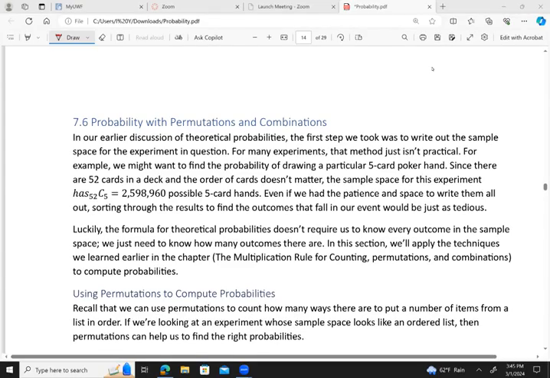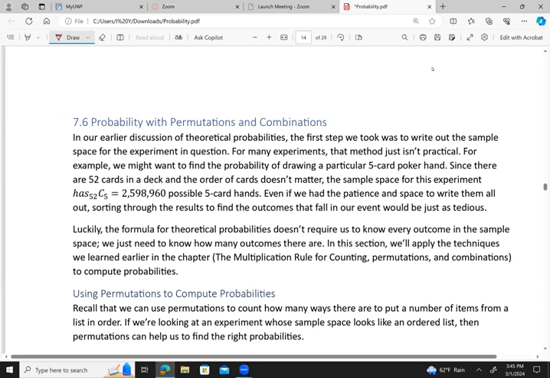Okay, today we're going to look at section 7.6, probability and permutations and combinations. So we're going to be relating probability to what we've learned about permutations and combinations. Earlier, in our discussion of theoretical probabilities, the first step we took was to write out the sample space for the experiment in question.